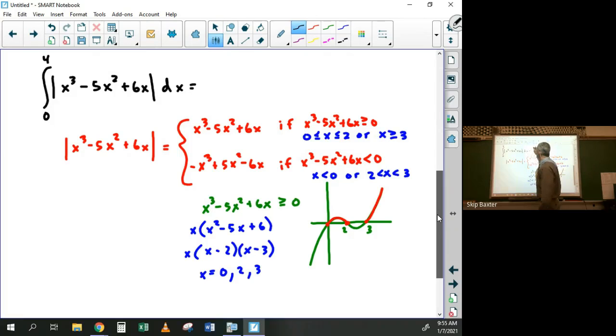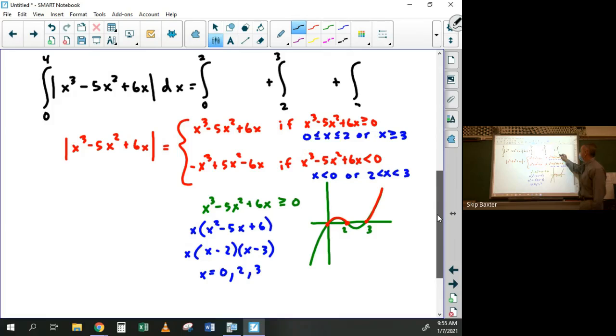So we're going from 0 to 4. Between 0 and 4, this actually changes a couple times. We're going to need 3 integrals. We're going to have to integrate from 0 to 2 of one function, and then from 2 to 3 of another function, and then from 3 to 4 of the first function again. You see why you need 3? You can't somehow integrate from 0 to 2 and from 3 to 4 all at once. It's impossible. You need to have 2 separate integrals to do that.